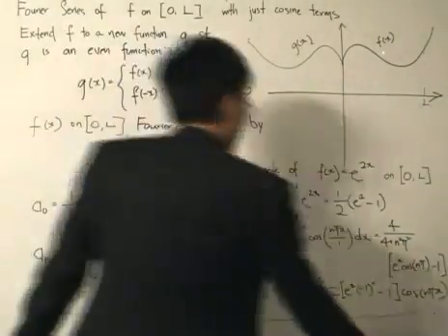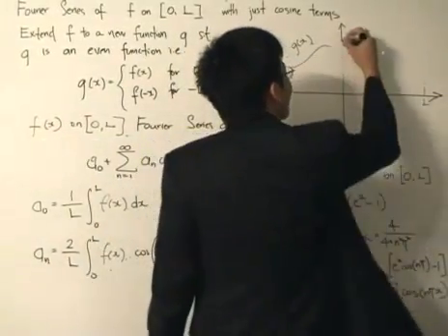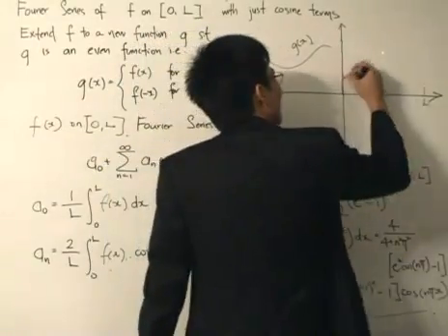So, if I were to draw the e to the 2x function, which, if my high school maths is still with me, I believe it would be something like this, right?